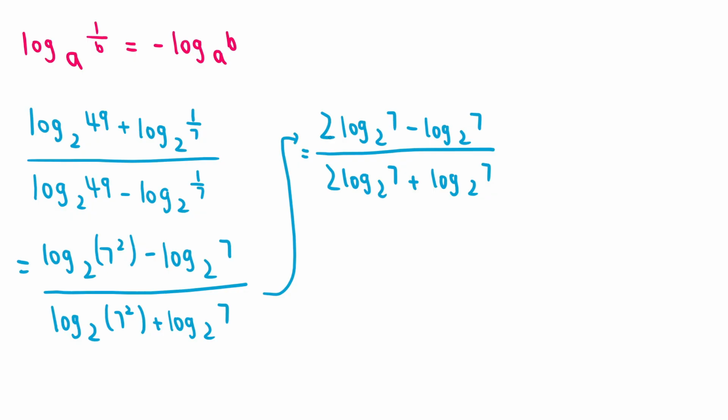So if we combine like terms and simplify, this becomes log base 2 of 7 over 3 times log base 2 of 7. And the log base 2 of 7 in the numerator cancels out with the log base 2 of 7 in the denominator, so this is just equal to 1 over 3.